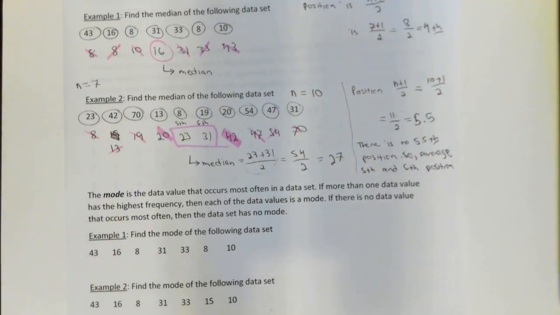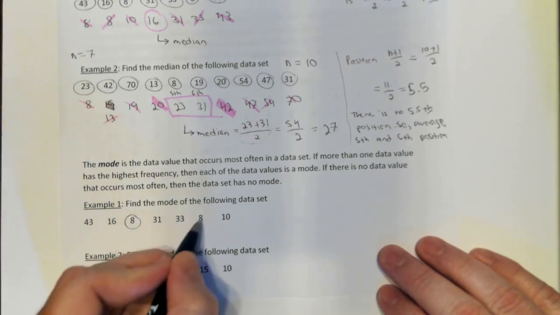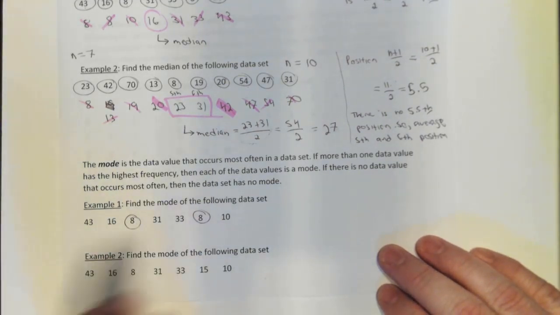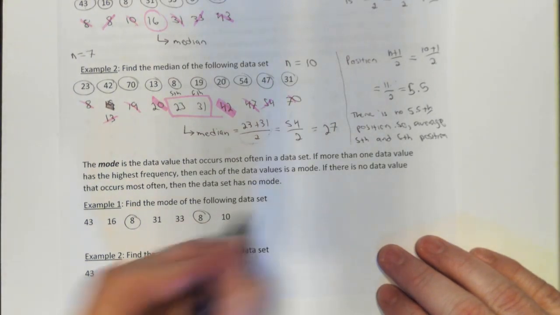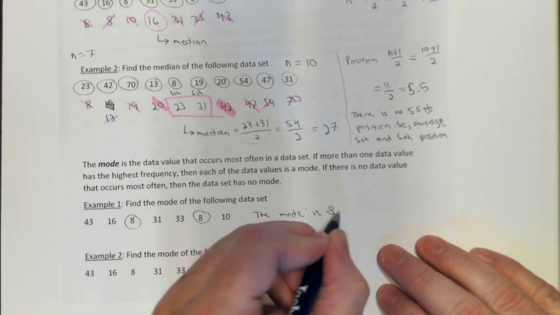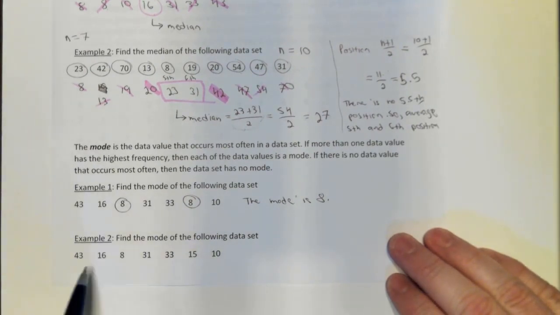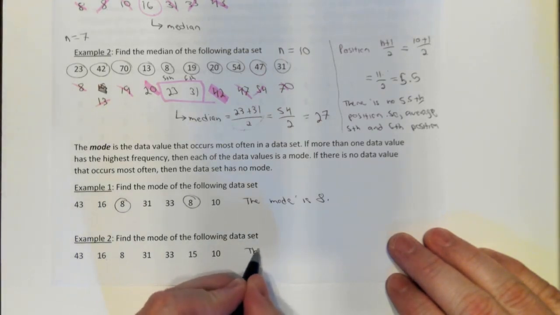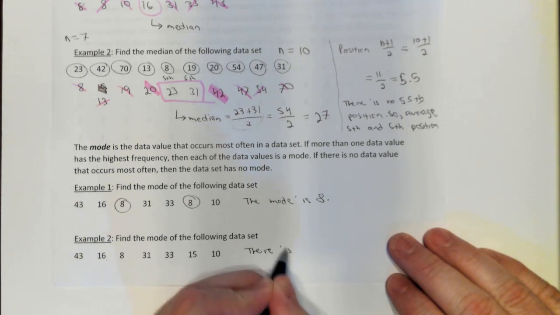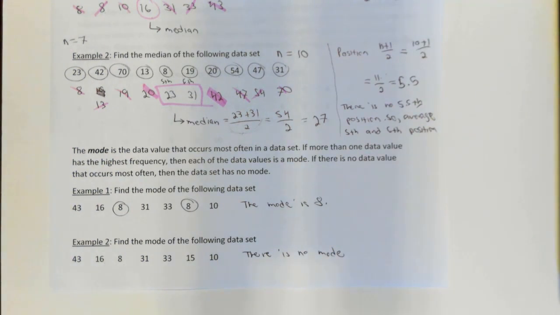So let's look at these two examples. In the first one, the number that occurs the most is 8. It occurs twice. Everything else occurs once. So in this case, the mode is 8. Move to example 2. Basically, I just modified this one slightly. Every item occurs one time. So in the second example, there is no mode. Okay? So that's the basic understanding of mean, median, mode.